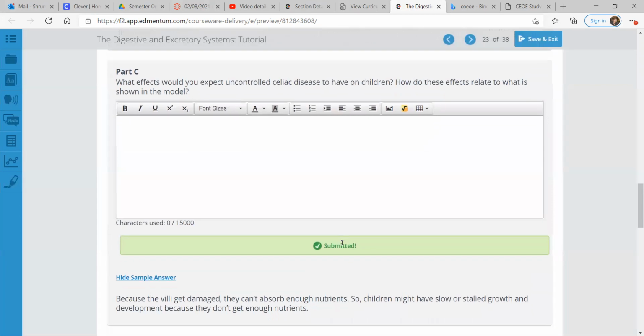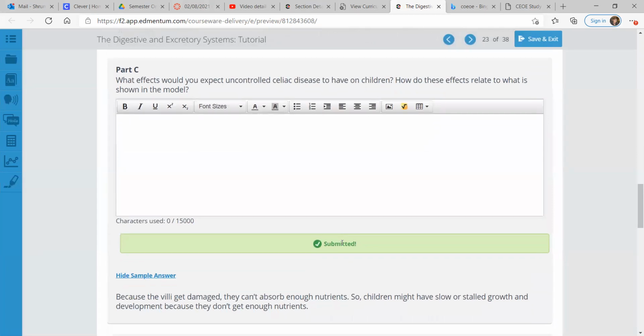Part C: because the villi get damaged, they can't absorb enough nutrients. So children might have slow or stalled growth and development because they don't get enough nutrients.